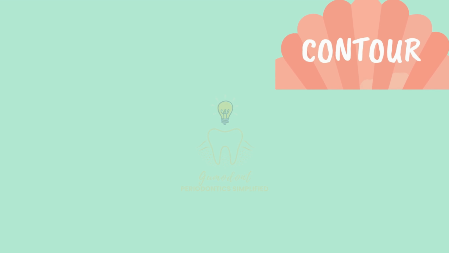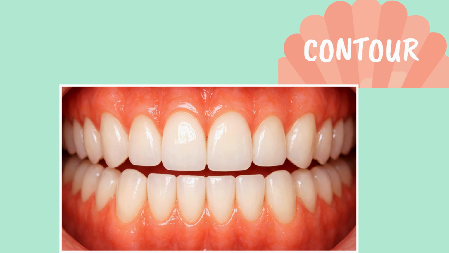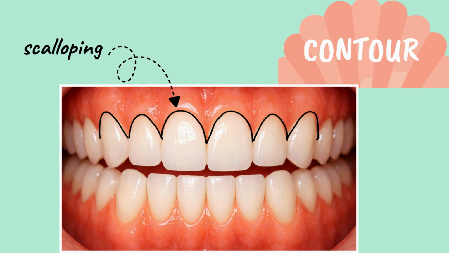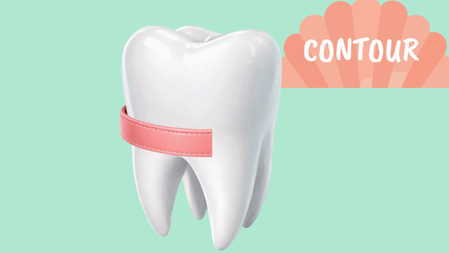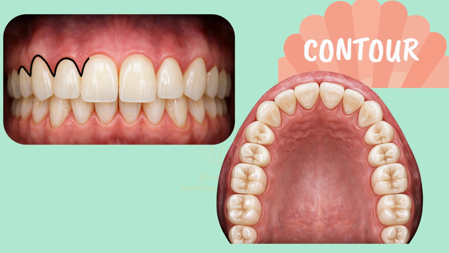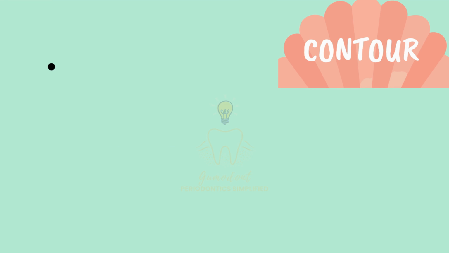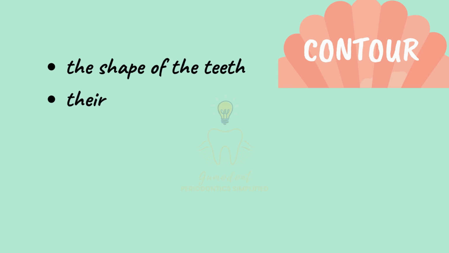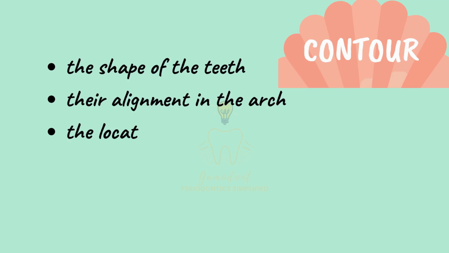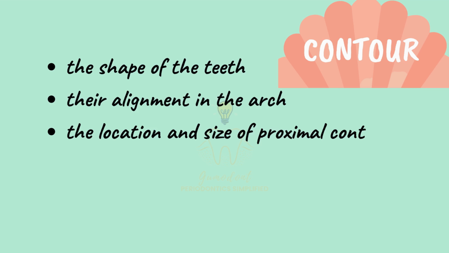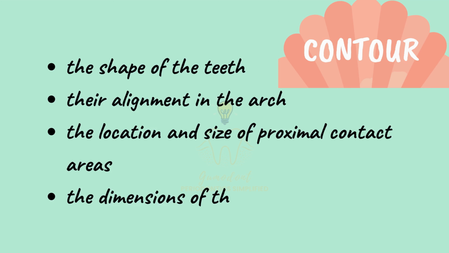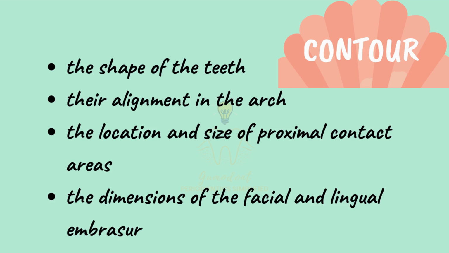Moving on from size, let's look at the contour of the gingiva. The contour refers to the overall outline of the gingival margin. In health, the gingiva surrounds the tooth in a collar like fashion and follows a scalloped outline on both the facial and lingual surfaces. This contour varies depending on the shape of the teeth, their alignment in the arch, the location and size of proximal contact areas, and the dimension of the facial and lingual embrasures.